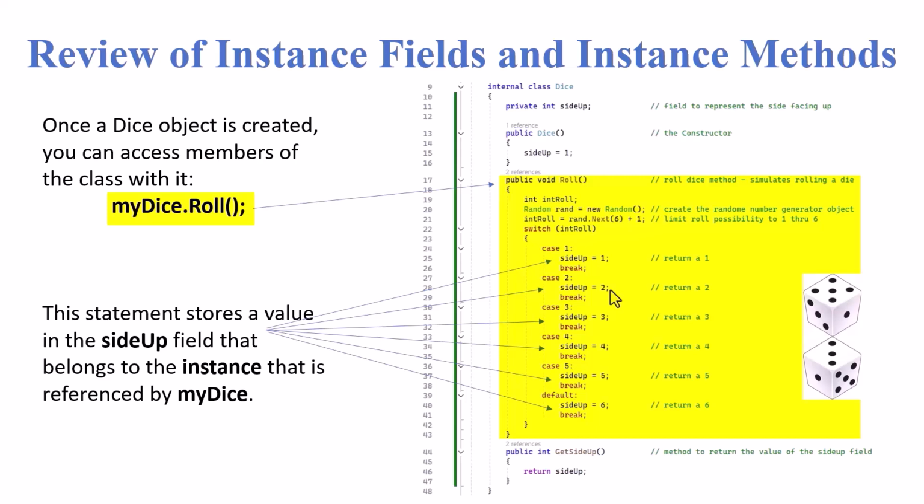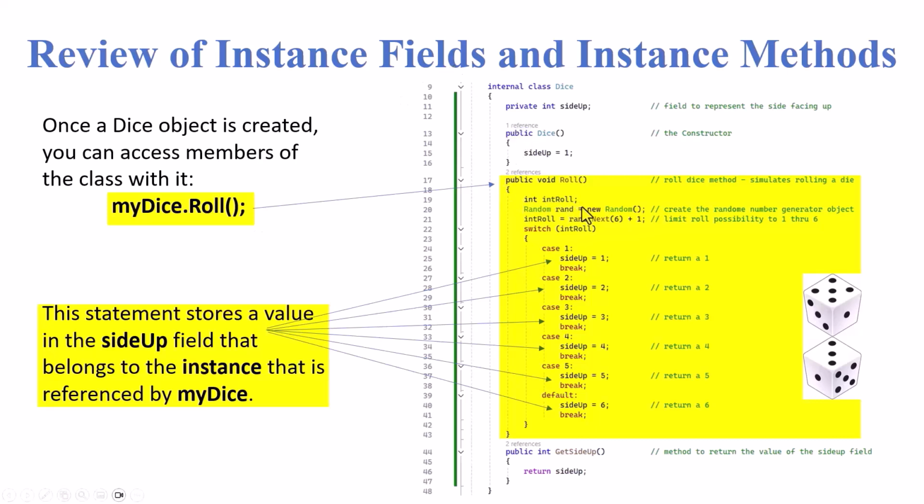And that's what we're going to do. So myDice.roll creates this, and then the statement stores a value in the sideUp field that belongs to the instance, that is my reference of myDice. Now we can do two myDice.rolls. And what will happen then is we're actually instantiating two different Dice classes, and we'd have two different rolls.